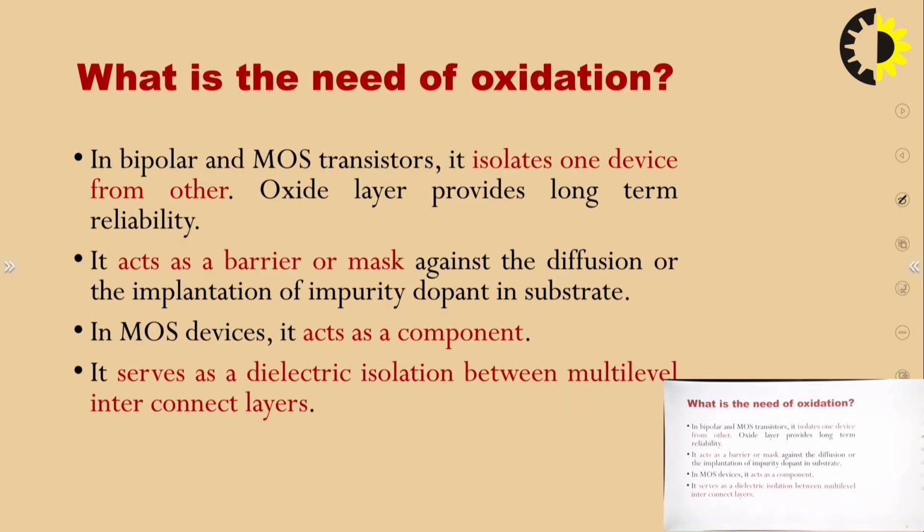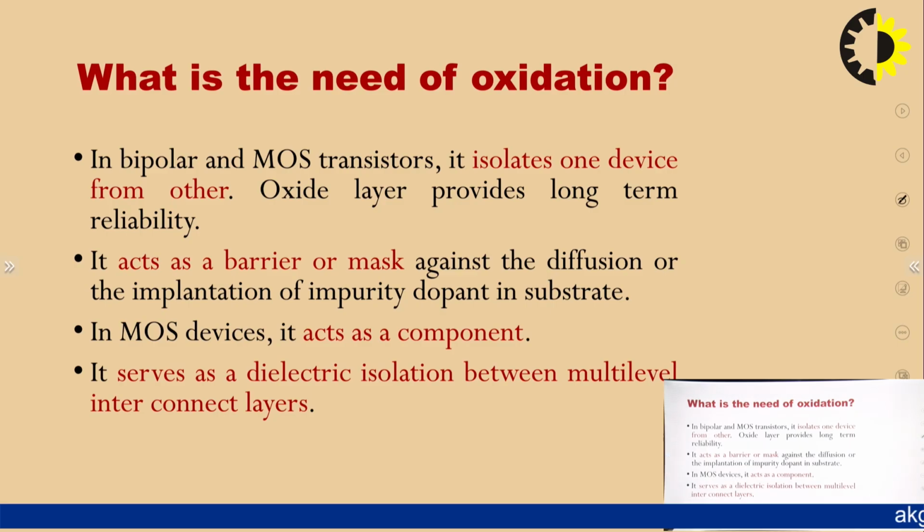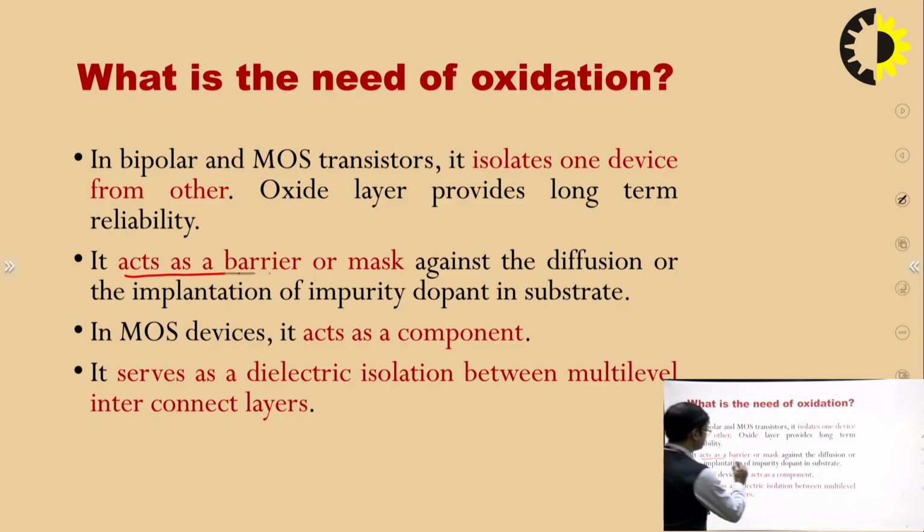Now, the need of oxidation. In bipolar and MOS transistors, it isolates one device from another. So, the oxide layer is actually behaving as an insulator and it isolates different devices. Secondly, the oxide layer acts as a barrier or mask against the diffusion or implantation of impurity dopants in the substrate.